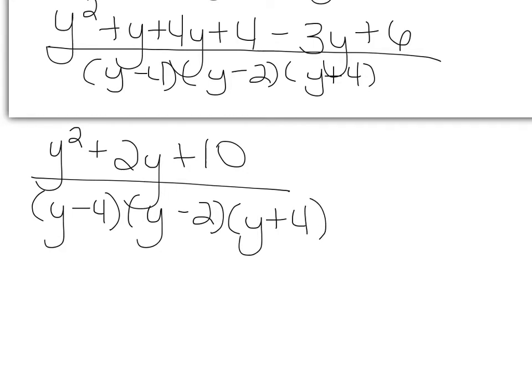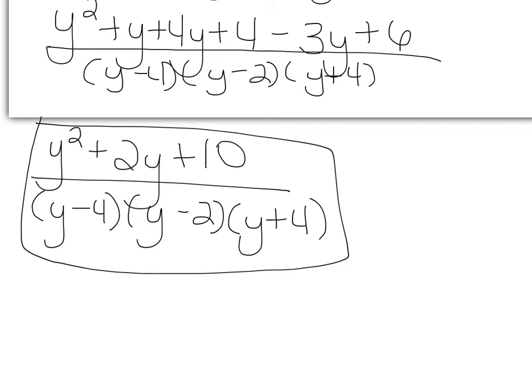And you're looking to see, make sure this cannot factor. So are there any factors of 10 that'll give you 2? So there's 10 and 1, 5 and 2. Neither of those are going to give you 2. So this is your final answer.